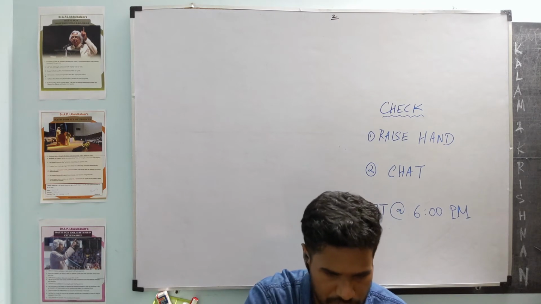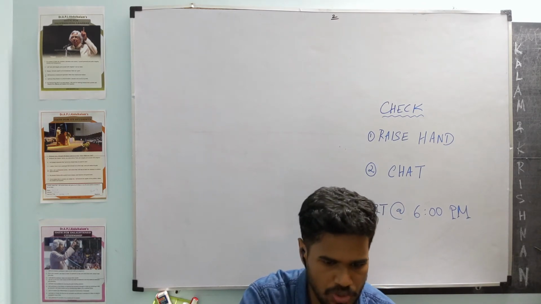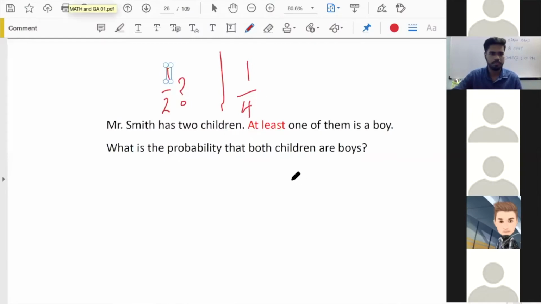Mr. Smith has 2 children. At least one of them is a boy. What is the probability that both children are boys? So this question, it's a probability question. We are dealing with 2 children, so we can pretty much enumerate all the cases. See, in general, there are 2 children. It could be boy boy, boy girl, girl boy, and girl girl.